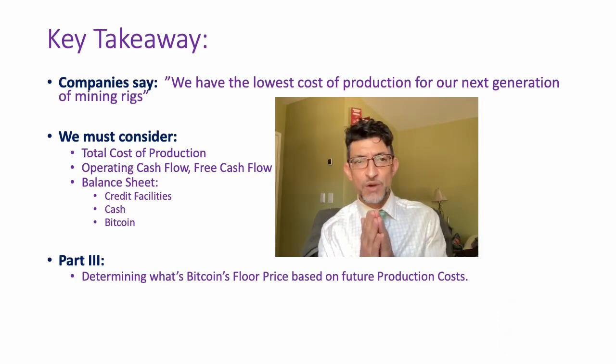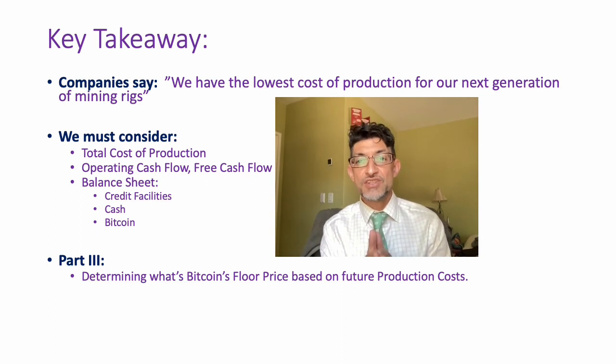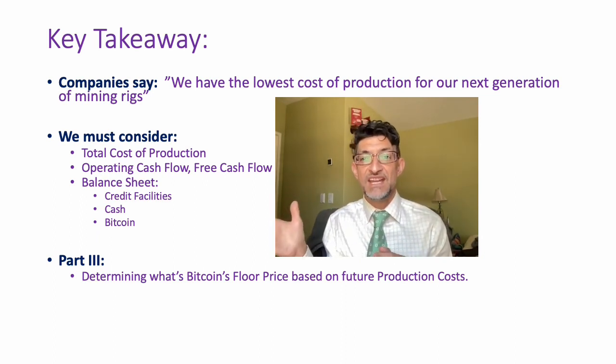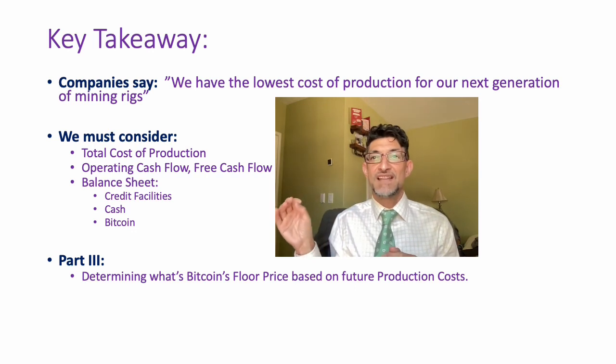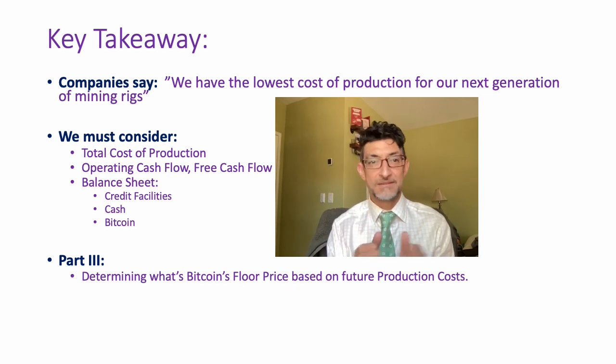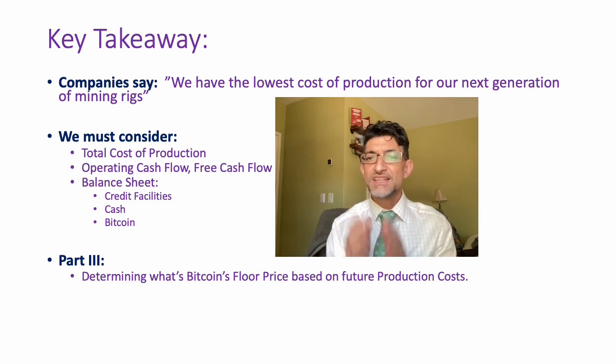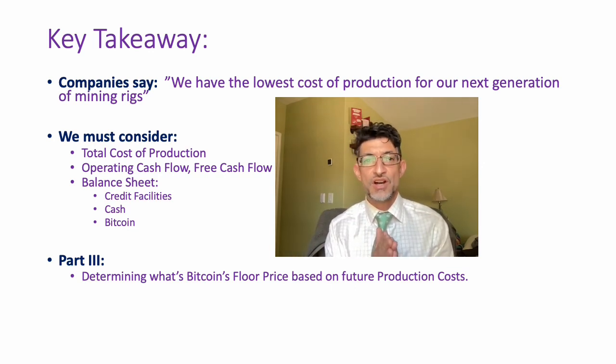So what are the key takeaways? Well, in the last slide, I talked to you about one key takeaway, and that's when a company tells you that we have the lowest production cost, that means nothing. All they're telling you is the next generation bleeding edge mining rig. They're telling you that they have like a $8,000 Bitcoin production cost for the next generation ASIC mining rig, but that means nothing. So we must consider the total cost of production, or at least add depreciation to those costs.